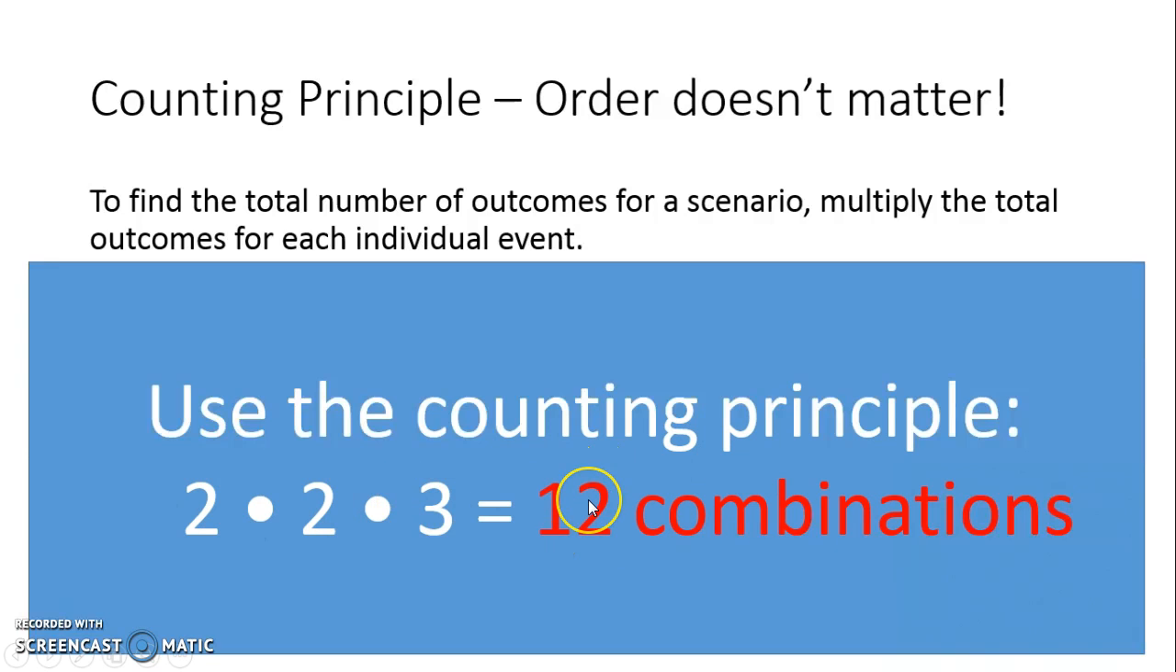And just by multiplying those, we didn't have to make the diagram, we didn't have to think of all the different options and then worry about if we missed one. You're just multiplying the choices for each thing and then getting your answer. So 2 entrees times 2 sides times 3 desserts is 12 total.